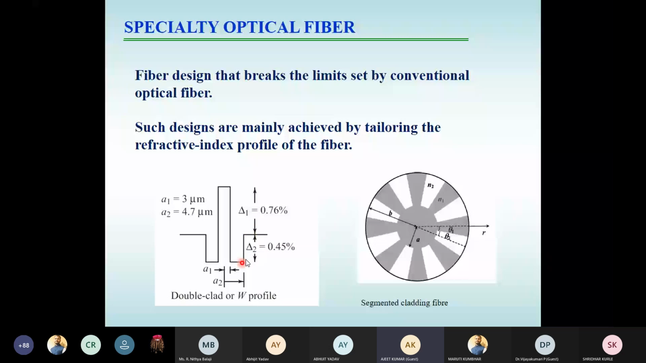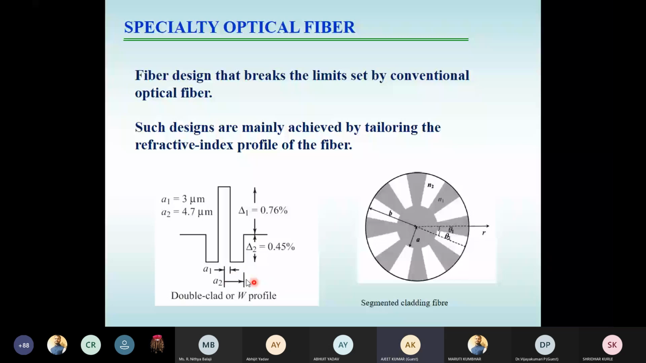Here I have shown you only two designs specifically, which come under the category of specialty optical fiber. The first one is called double clad W fiber. Its shape is W kind of shape, so it is called W fiber. Here you see, you do not have only one core and then one cladding. You have one core, then a low index cladding, and then another cladding. The shape of this is controlled by two design parameters, delta 1 and delta 2, and then A1 and A2. Here, this is what we have done: you have given a new W type of profile, by tailoring the refractive index profile in the radial direction.